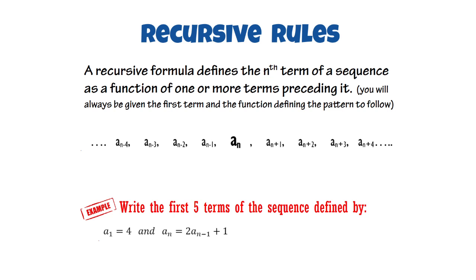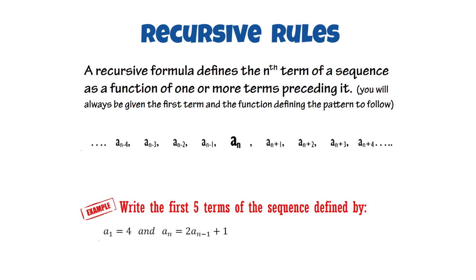Now we're going to look at 2 types of rules here today. One of them is the recursive rule that I referenced, and then the other one will be the explicit rule. So let's start with the recursive rule. It defines the nth term of a sequence as a function of the one or more terms that precede it.